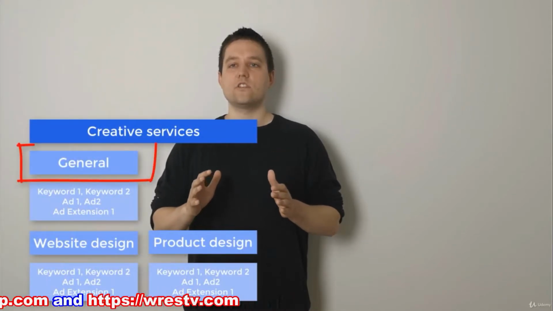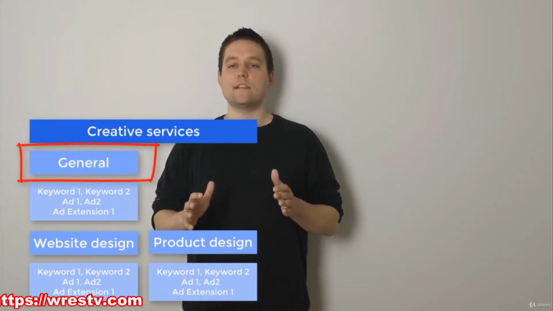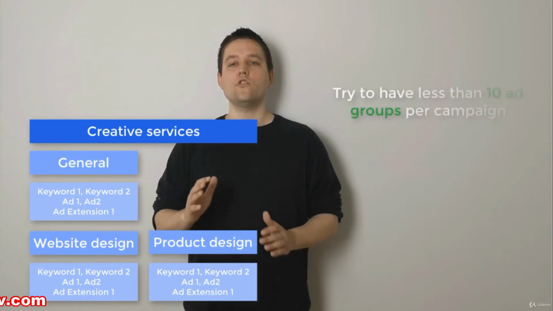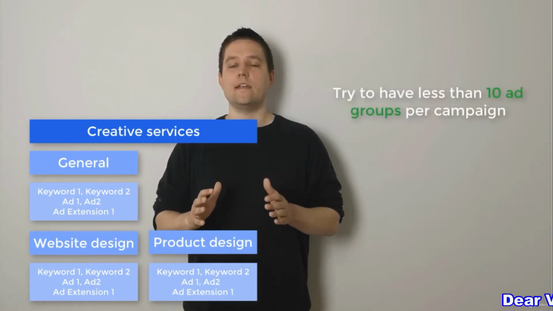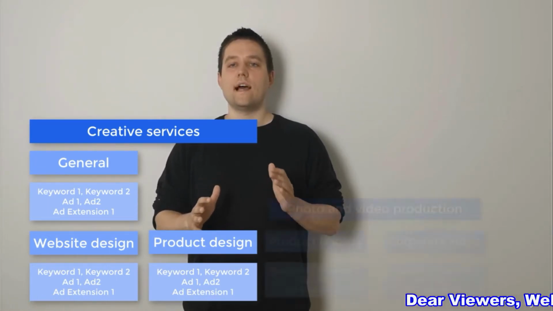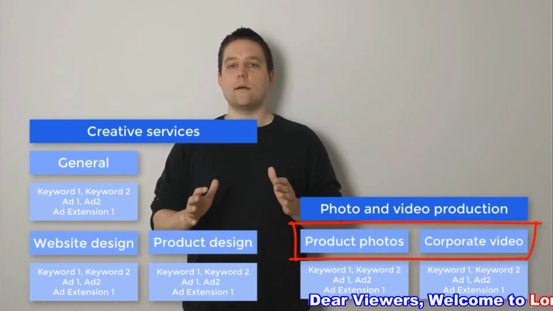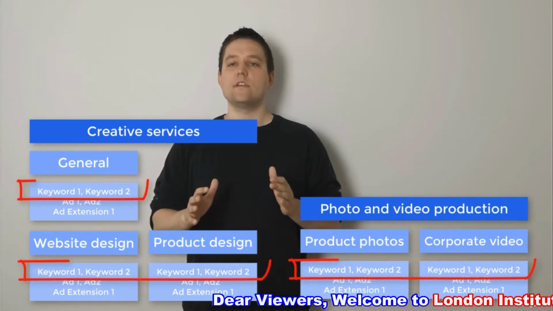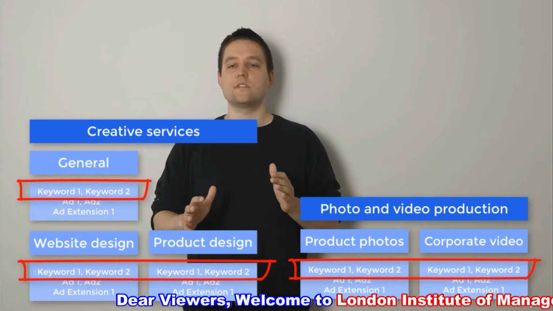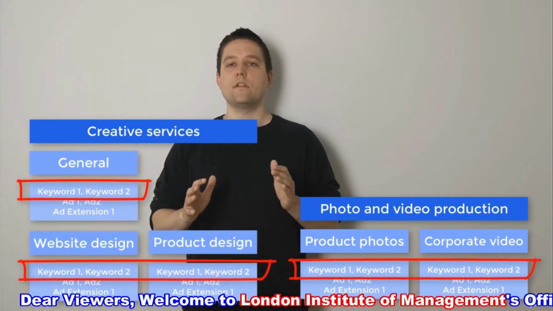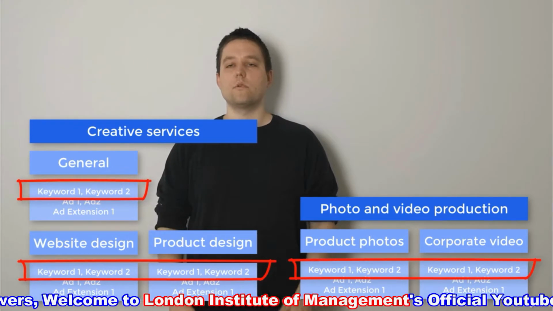Let's add this general group to the creative services campaign as well. As a guideline, you should not have more than 10 ad groups per campaign, as it is hard to manage. Now, we add ad groups to our other campaign as well. Next step is to assign keywords to each of the ad groups we created. This way we determine which ads from the particular ad groups will be shown.